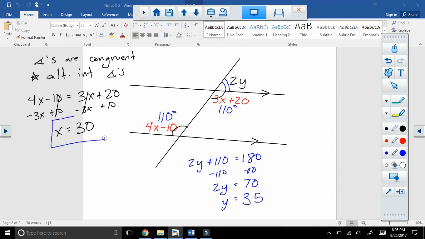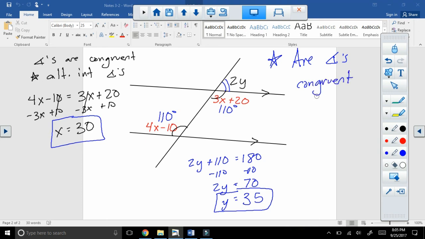So you're just going to have to pay attention to what the directions say, and also look at what type of angles you have to begin with. So are the angles congruent? Are the angles supplementary? It's going to be one of those two. So if you just ask yourself, are the angles congruent? When they're congruent, set them equal to each other. Or are they supplementary? Then remember, you add the two together and set it equal to 180 degrees.